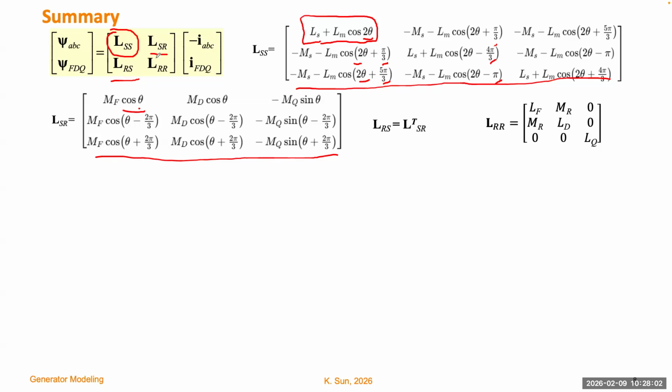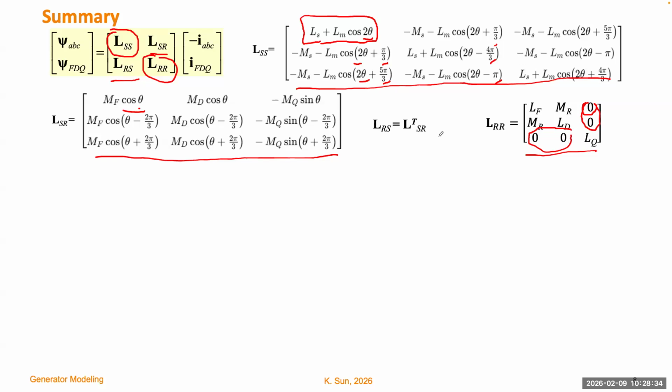And finally, this element is very simple. All constant. So why do we have some zeros on some elements? Because those zeros indicate the coupling between the damper winding in the D axis and the damper winding in the Q axis. When the two windings, one in D and one in Q, are orthogonal to each other, there is 0 coupling. So that's why it becomes 0.